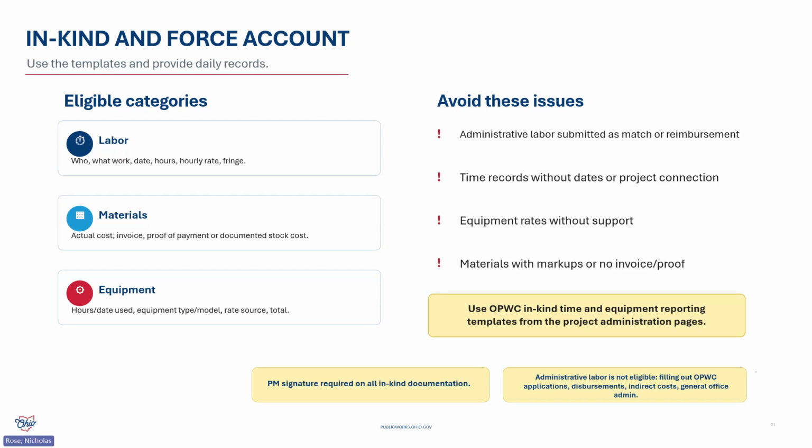We'll be dropping the infrastructure project administration page in the chat. This is where you can find current in-kind and time reporting and equipment reporting documents. You don't have to use our exact form if your records contain all the required info, but the templates are a good guide. We just need to see that required info. Whether the request is direct pay, reimbursement, or in-kind, the OPWC and local shares must stay aligned.